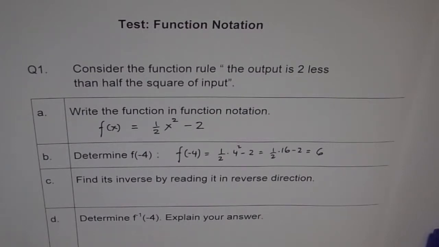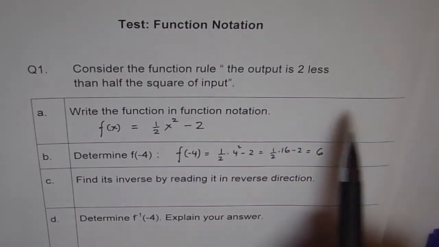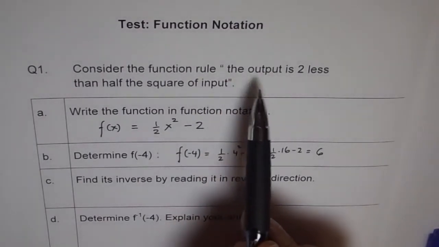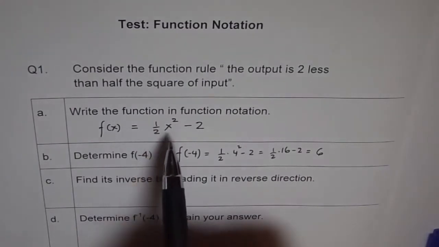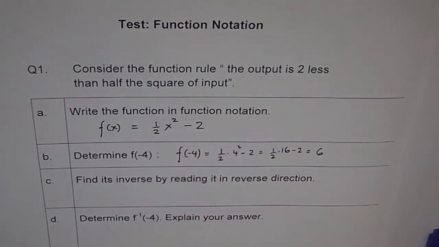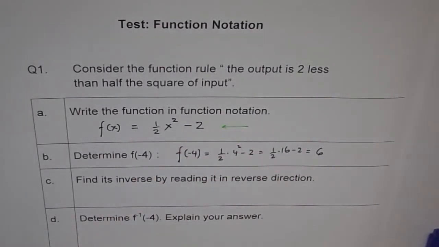Okay. Part C. Find its inverse by reading it in reverse direction. Some students don't really understand what is reverse direction. It is reading the problem in words in the reverse direction. For example, it says the output is 2 less than half the square of an input. So you got this equation, half x squared minus 2. Now let's try to read this from the right side. If I do the reverse of everything from the right side, I will get my inverse function.